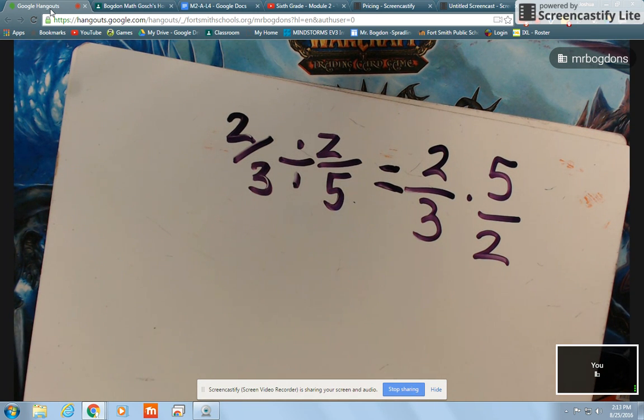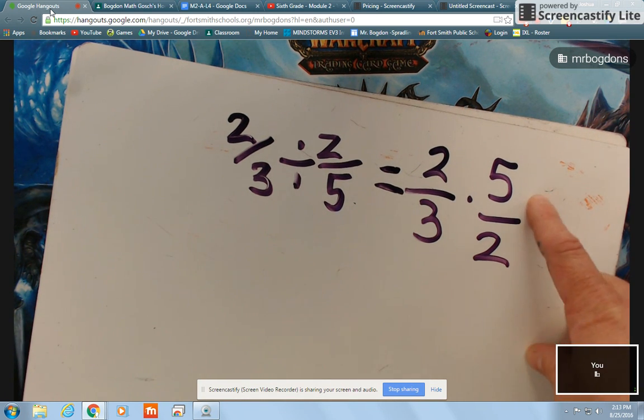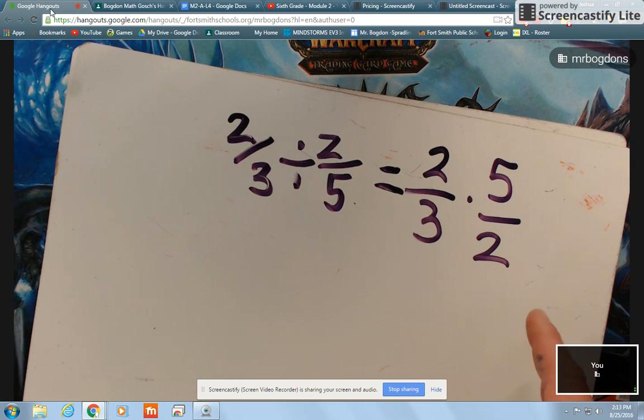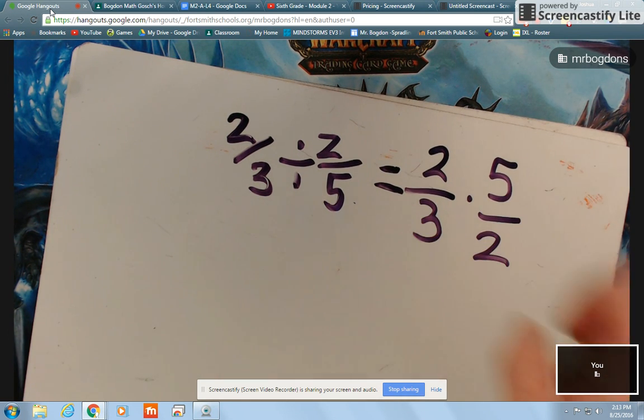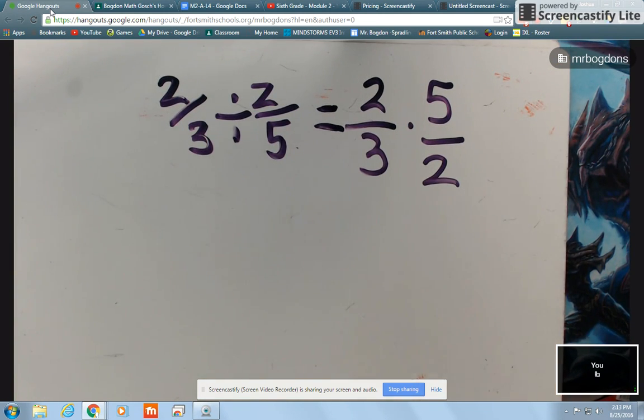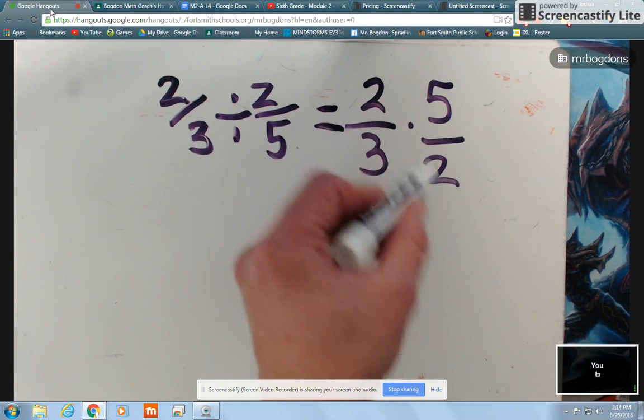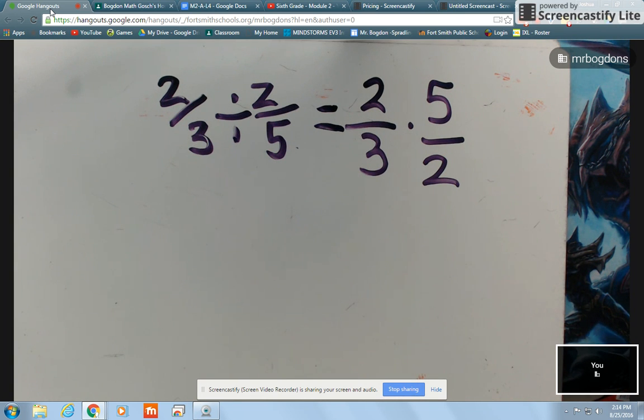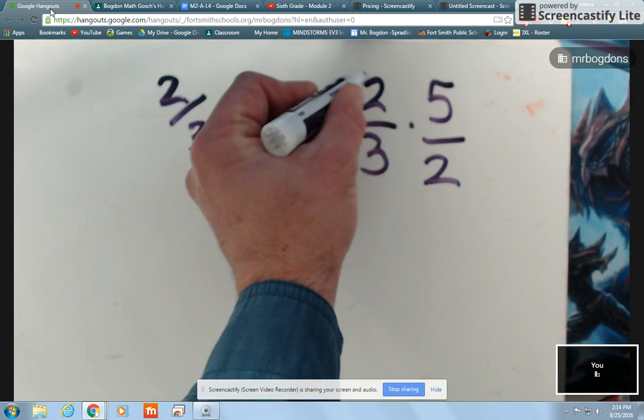Okay, now before I multiply and go on to 10, 6, then I have to divide 10 by 6. Can I make this expression a little bit more simple? Is there a crossing factor that's the same or something I can pull out? Yes? Is 2 equal to 2? What's 2 divided by 2?